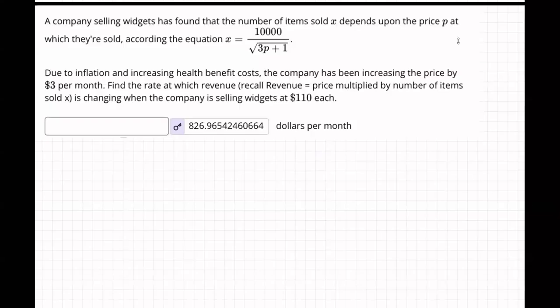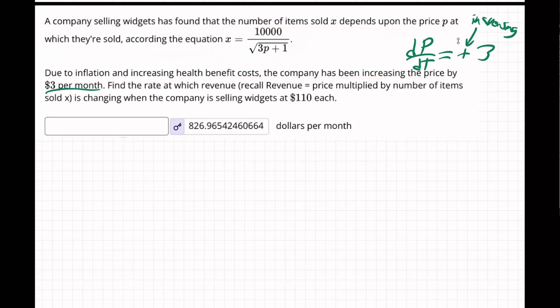Okay, so on this example, it says a company selling widgets has found that the number of items sold depends on the price P at which they're sold according to the equation. Due to inflation, increasing health benefits, the company's been increasing the price. So let's write that down right now. That's dP/dt, $3 a month. That's plus three because it's increasing. Whenever a rate of change is increasing, it's positive growth.